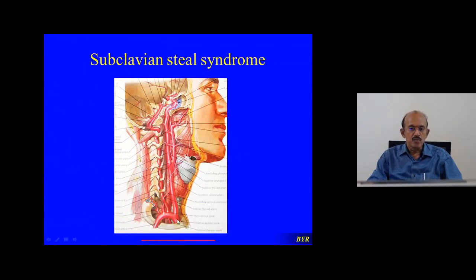Now you can see this is the brachiocephalic artery. From this, the common carotid artery is arising. Then this is the subclavian artery. From the subclavian artery, the vertebral artery is arising. The subclavian and carotid arteries, both of them anastomose at the base of the brain.